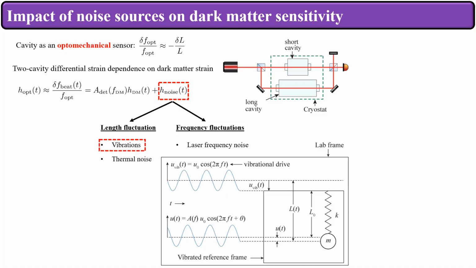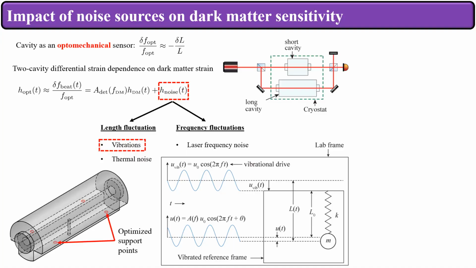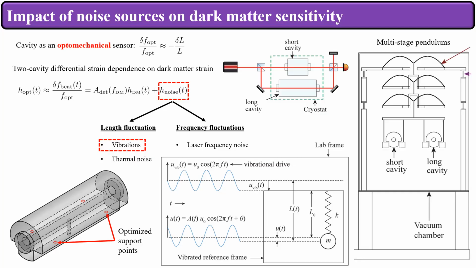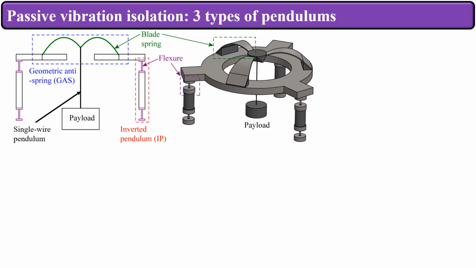Recall our simple mass spring model where our cavities were placed inside a reference frame accelerated by dark matter. Vibrations produce a similar effect. This can be partially mitigated by engineering the spacer such that the support points minimize the impact of vibrations. Furthermore, we can isolate the cavities with multi-stage pendulums. Let's see how they work.